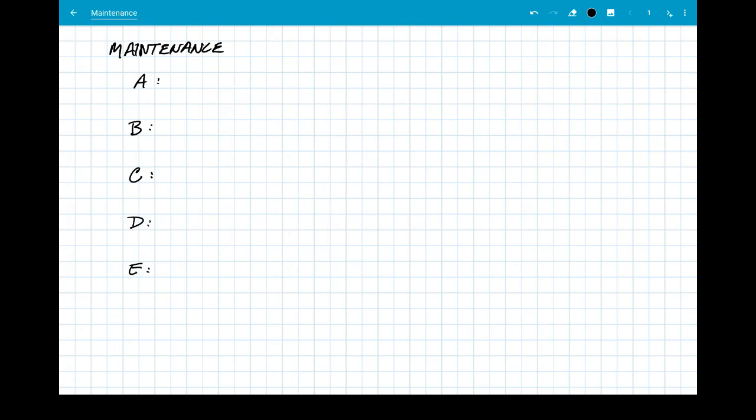A quick rundown of things you can check and think about while you're in the maintenance phase of anesthesia. And this is typically what I do when I'm sitting in a room. So first thing I go through is A for airway.